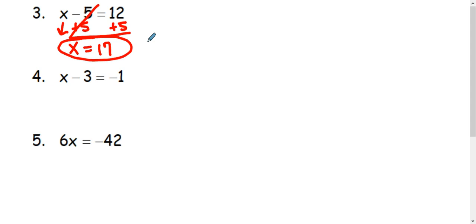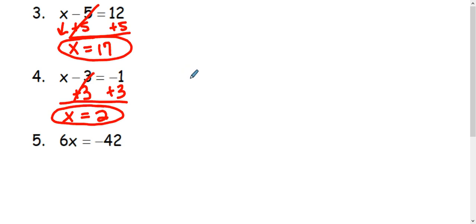In example 4, we have x minus 3 equals -1. This is subtraction, and the inverse of subtraction is addition. So I'm going to add 3 to both sides. So I have x equals 2.